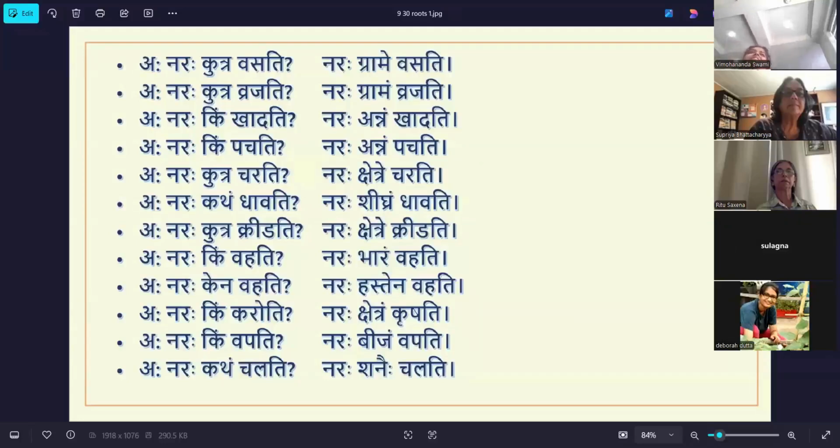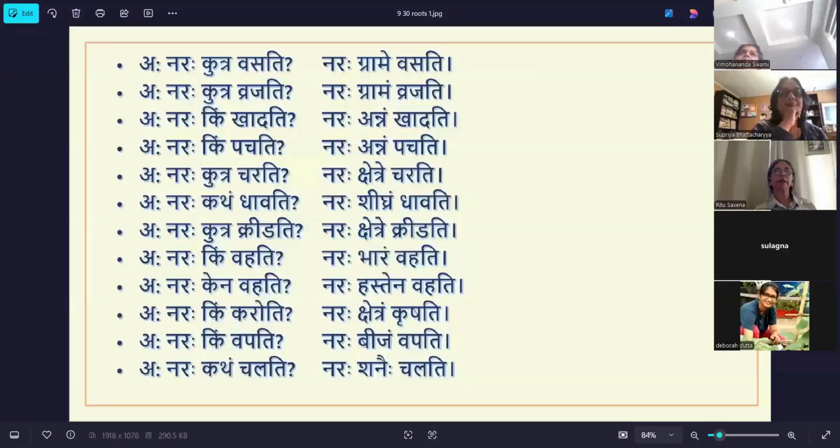Now here we have learned one word, kutra, which means where. Now, vrajati means to go. So, nara kutra vrajati? Where is he going? Nara gramam vrajati. He is going to the village. Nara kim khadati. Now, kim is a new word we are learning. It means what. Nara kim khadati means what is he eating? Nara annam khadati. Annam means rice, food, whatever you say.